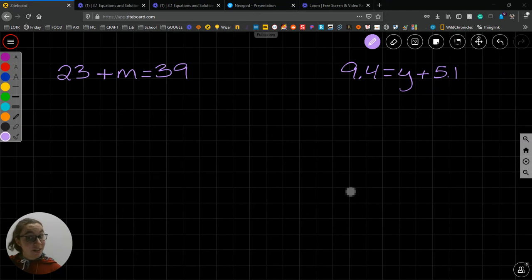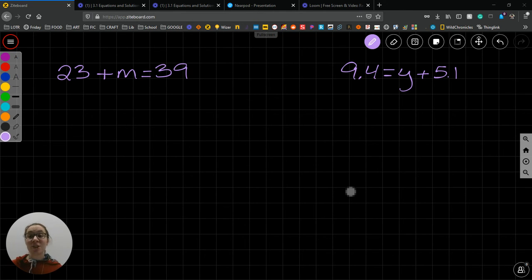This is example 1 of lesson 3.3, which is solving addition equations. Remember, an equation is two expressions on either side of an equal sign. So an equation has an equal sign, expressions do not. We've been dealing with expressions, now we're dealing with equations.